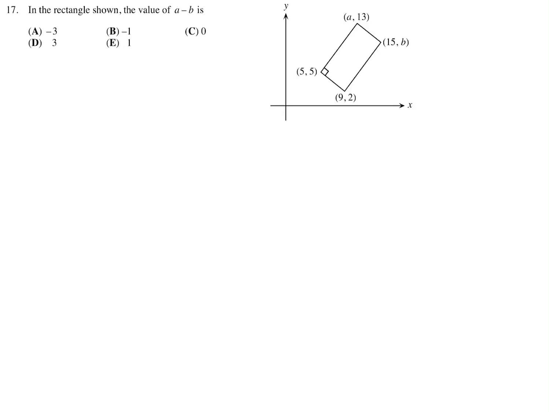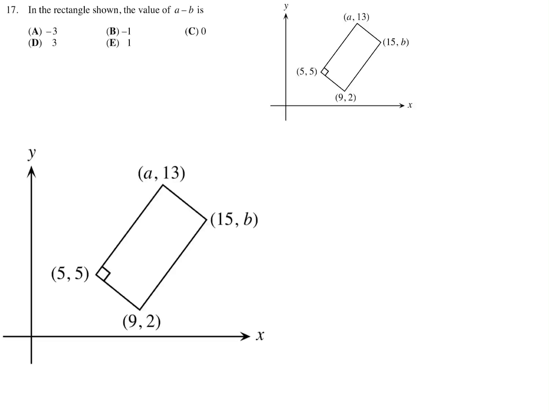In the rectangle shown, the value of A minus B is. All right, so I blew the graph up a bit, and we're going to have to carefully look at this. They want us to figure out A minus B, so obviously we have to figure out A and B first. So A is here, and B is there. But they tell us that it's a rectangle. All right, so there's going to be some symmetry here, because lengths are the same, widths are the same, that kind of thing.